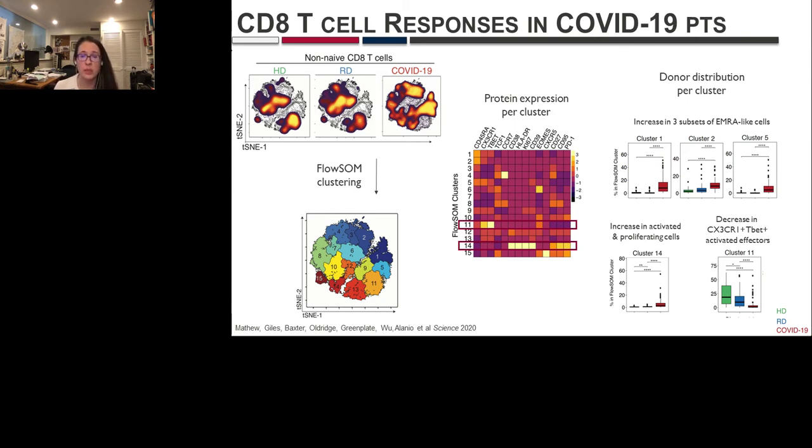And I'll point out one more cluster here, cluster 11. Cluster 11 was interesting because it's the portion of the map that's on the lower right-hand side. It's very prominent in the healthy donors, less in the recovered donors, and then basically totally absent from the COVID-19 patients. This cluster had high expression of both CX3CR1 and T-bet. So we think these represent activated effectors.